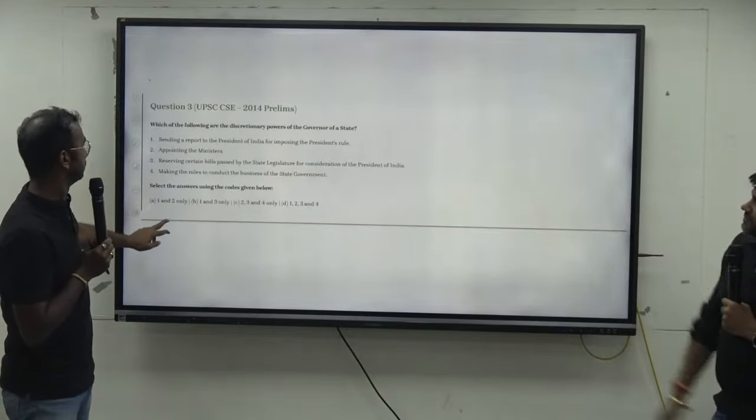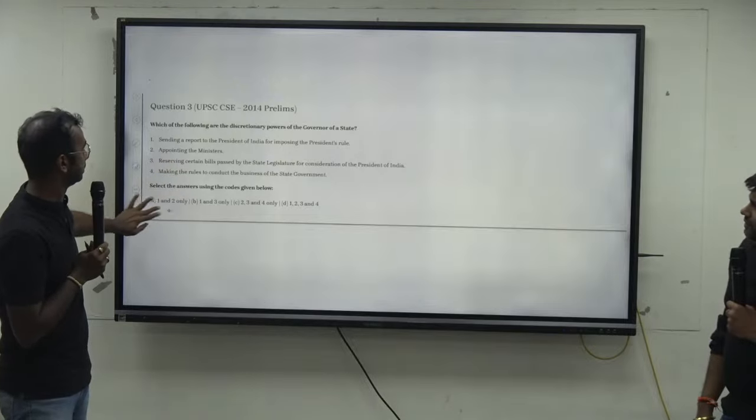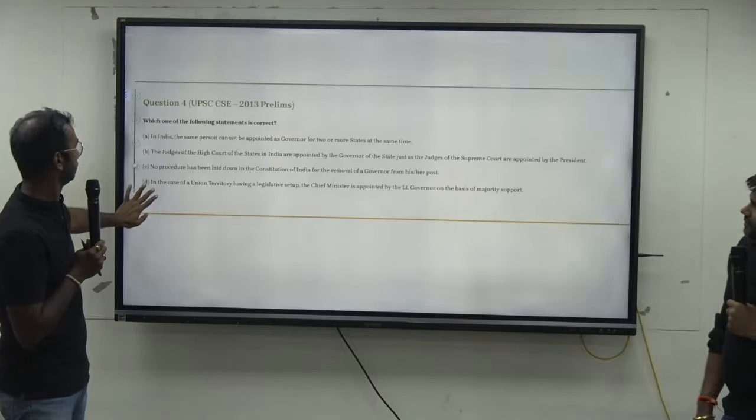See again, same thing. Which of the following are the discretionary powers of the governor? This also repeated? Same.